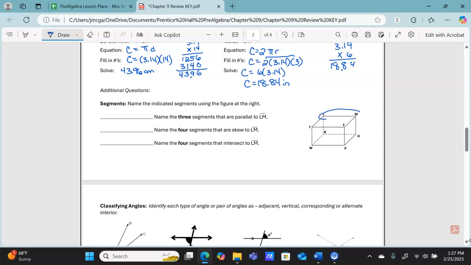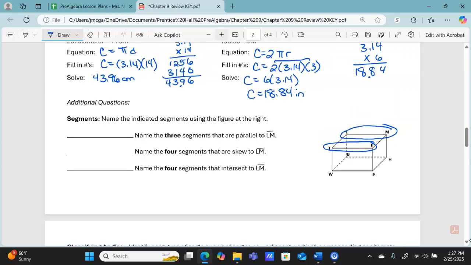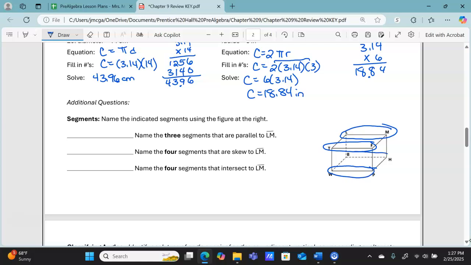LM is right here. So I want to know things that are parallel to it. Well, TF is, I think that's an F. Yes, it is. WP is and BH is. And WP is because I could run a plane like down that way. So those that I have circled, and these are congruent segments. So TF, BH, and WP.